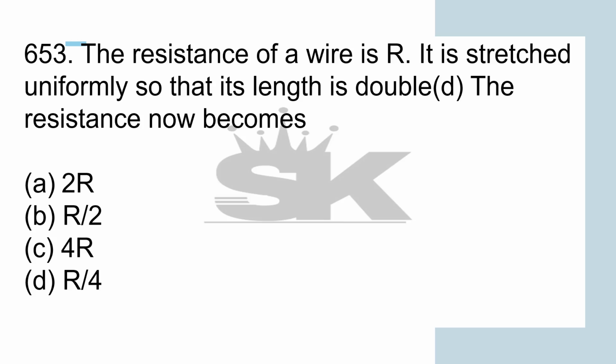The resistance of a wire is R. It is stretched uniformly so that its length is doubled. The resistance now becomes what? Here you will write the formula R equals rho L by A, right? Rho is the resistivity, L is length, A is area of cross section.